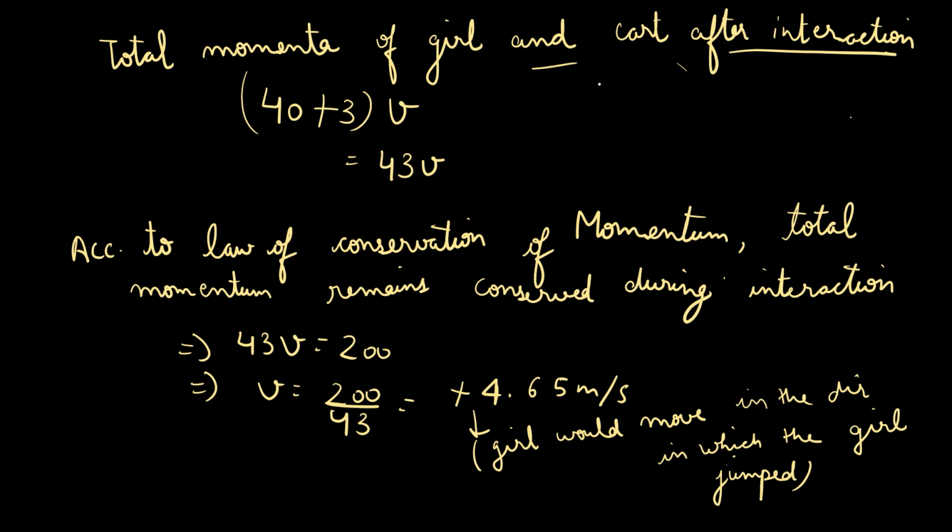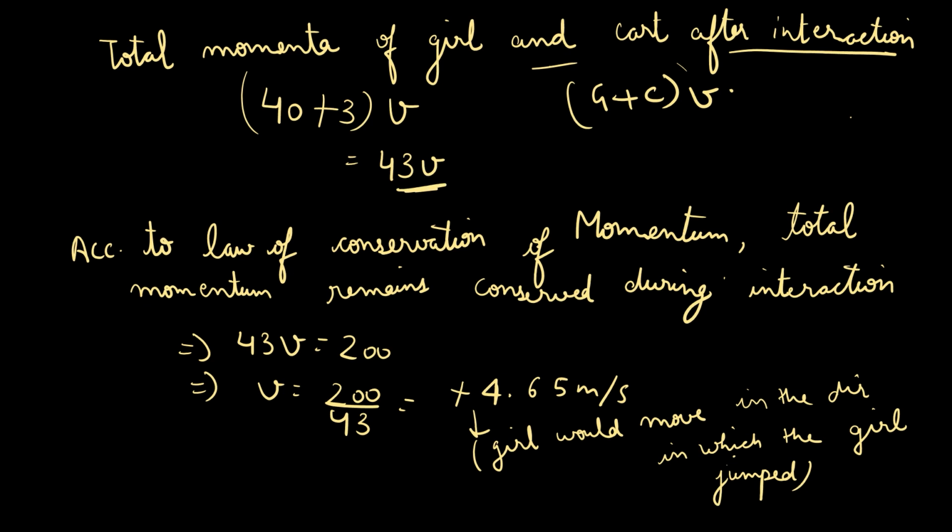So after the girl and cart meet, the girl is on the cart now, so their mass gets added and this is your final velocity. Mass of girl is 40 kgs, mass of cart is 3 kgs. So what is their total mass? 40 plus 3, that is 43. Let their final velocity be v, so it comes out to be 43 v. It is your final momentum.